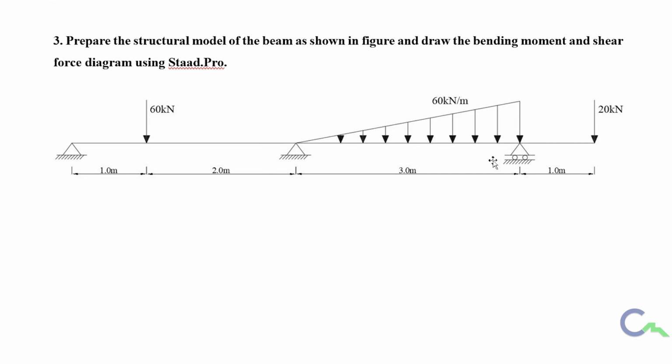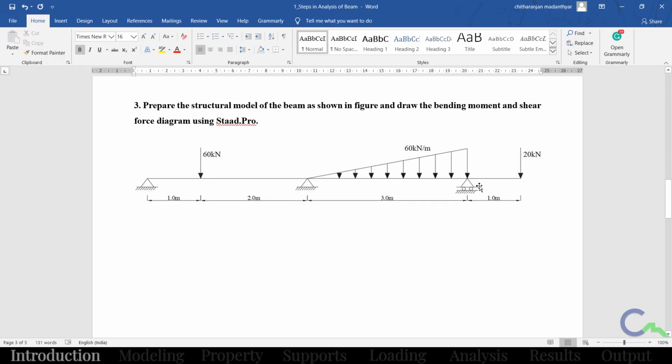The second span has a UVL, that is, a uniformly varying load of 60 kN. In the overhanging portion at the end, they provided one point load of 20 kN. I am going to solve this problem using StatPro.